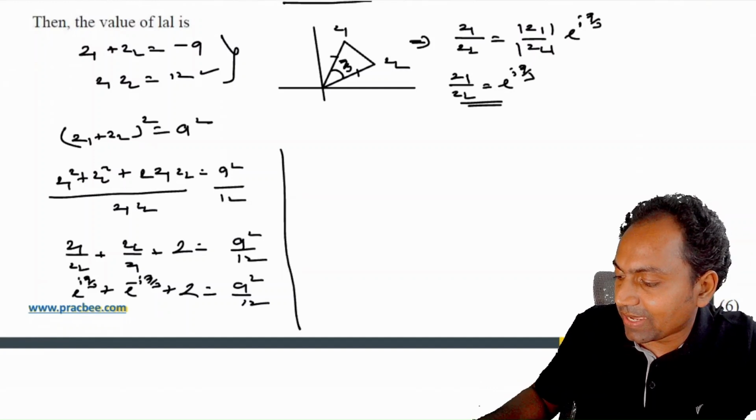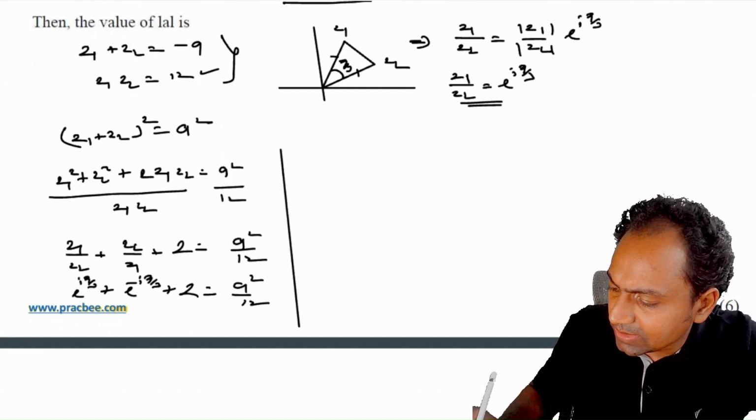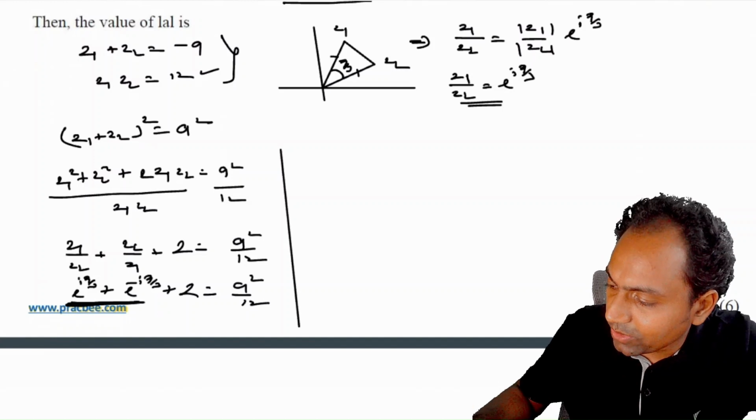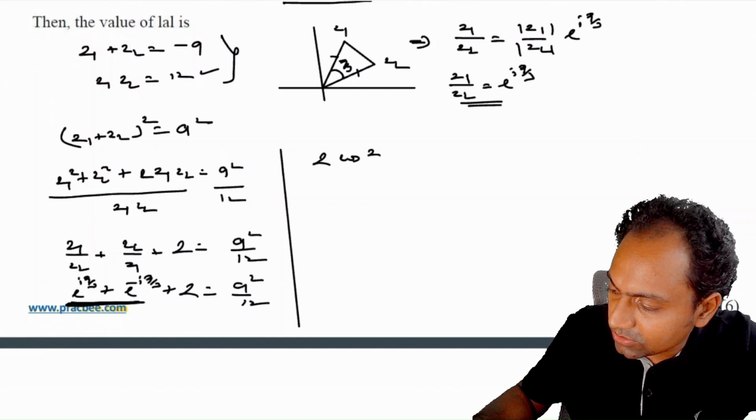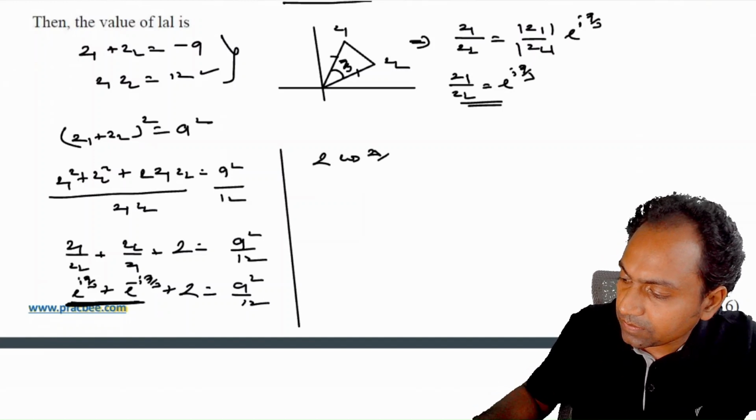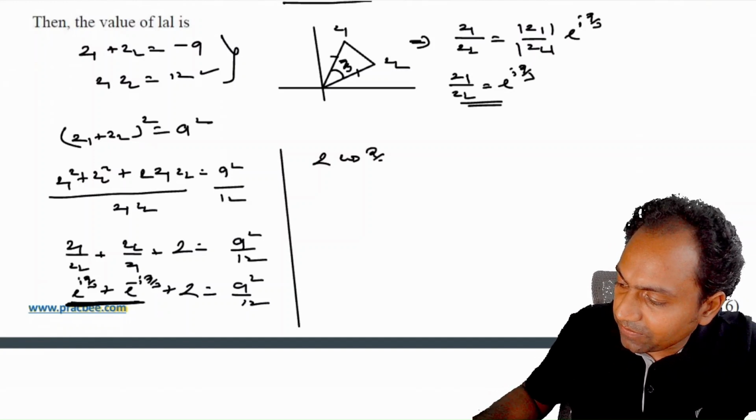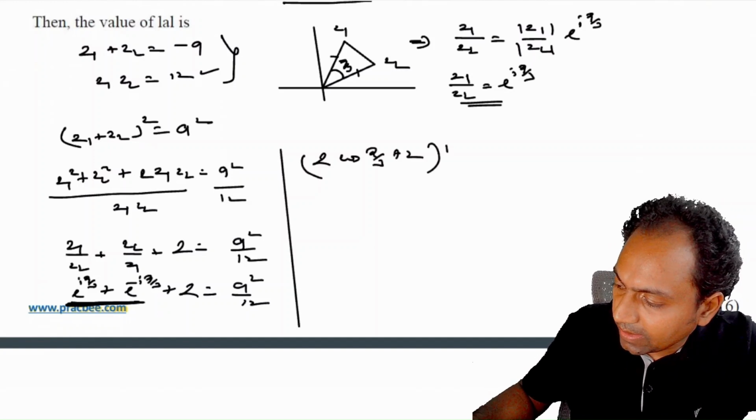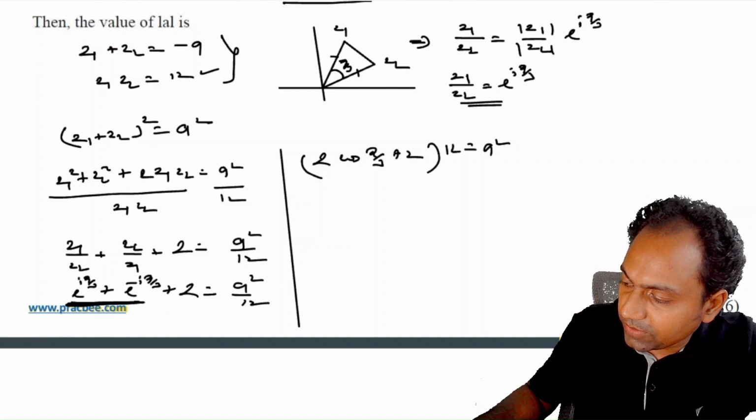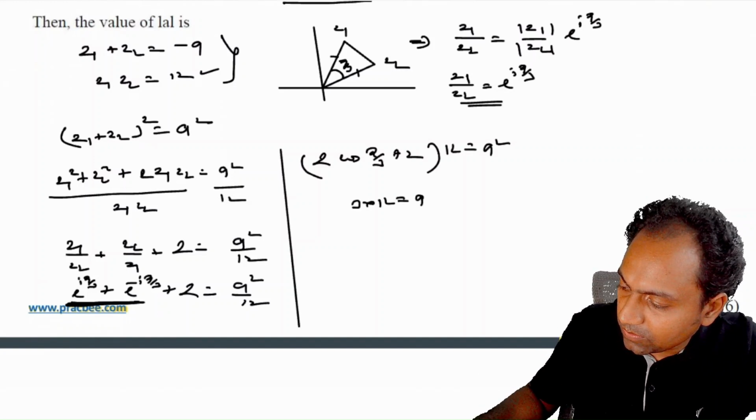And now if I simplify, I get my answer really fast, because this is nothing but the sum of a number with its conjugate, which is twice the real part, that is 2 times cos of pi by 3. And if I simplify this, I get the value of a here. So this is 3 into 12 is equal to a square. So |a| is nothing but 6.